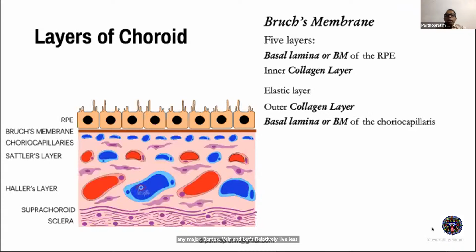So now the choroid is composed of several layers. Let's go one by one from the RPE side. Beneath the RPE, there lies the Bruch's membrane. Bruch's membrane, as you know, I can highlight it here. It is made up of 5 layers.